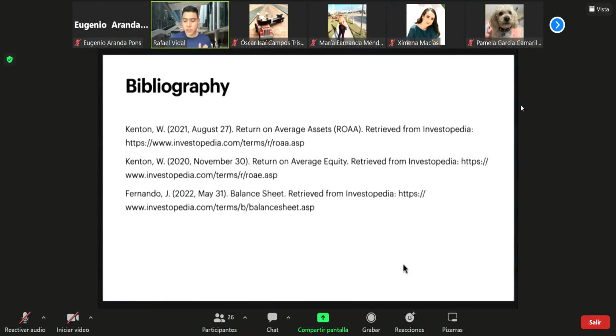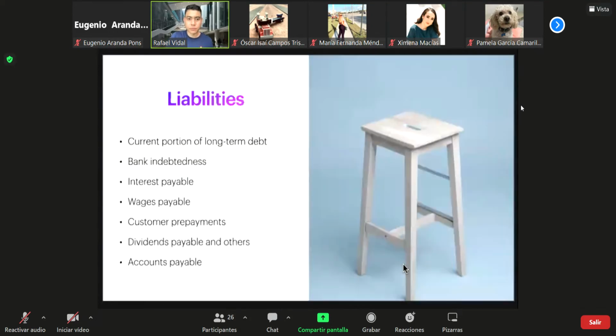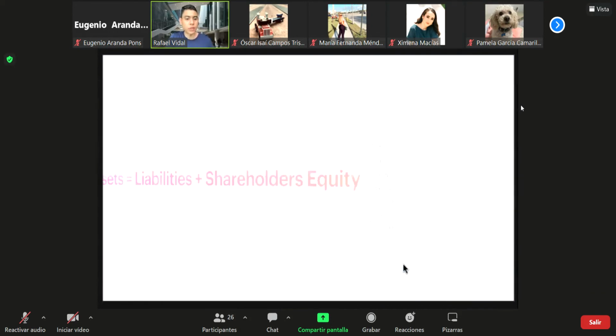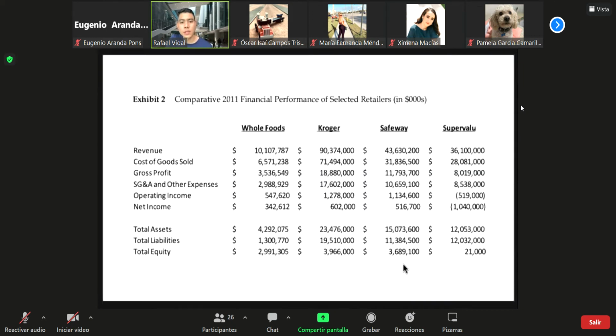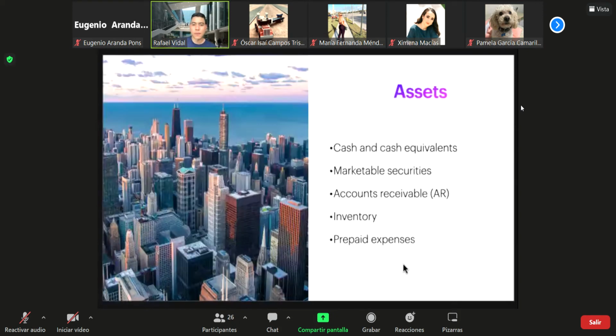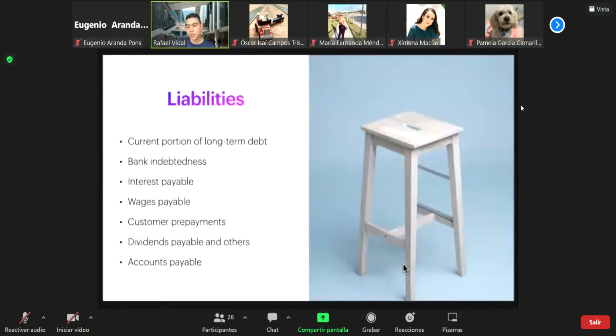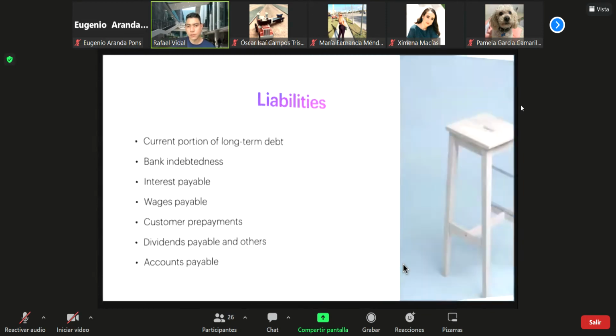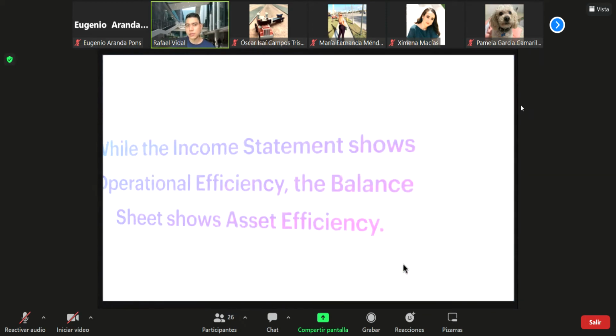So, questions on this? We are going to do the Tiffany & Co. case to understand a little bit more about this, but do you have any questions on assets, liabilities, equity from shareholders, these two ratios?